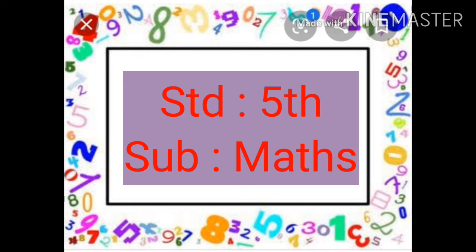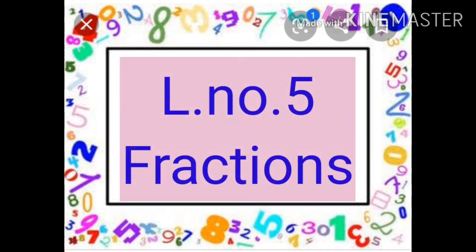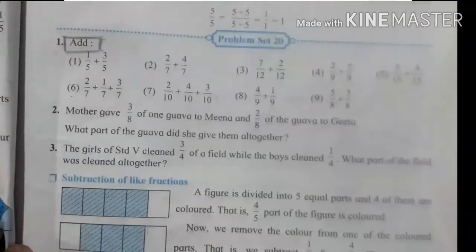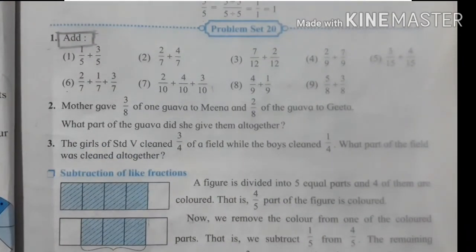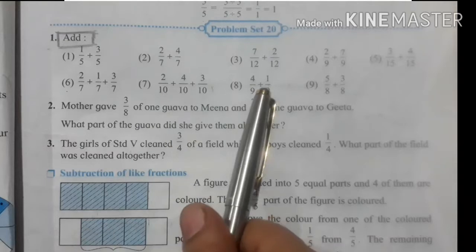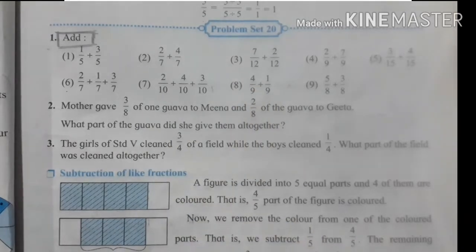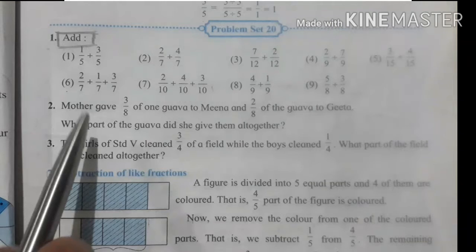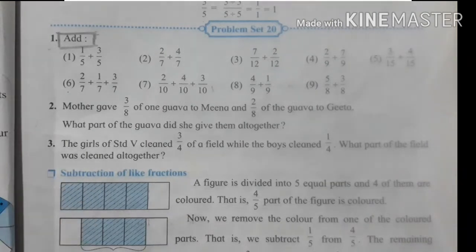Today we will see the next part of lesson number 5, that is fractions. In the last period we started problem set 20. In that I explained question 1, that is addition. I explained some examples and told you to complete some as homework. I think everyone has completed question 1. Now I am going to explain question number 2, that is a word problem.